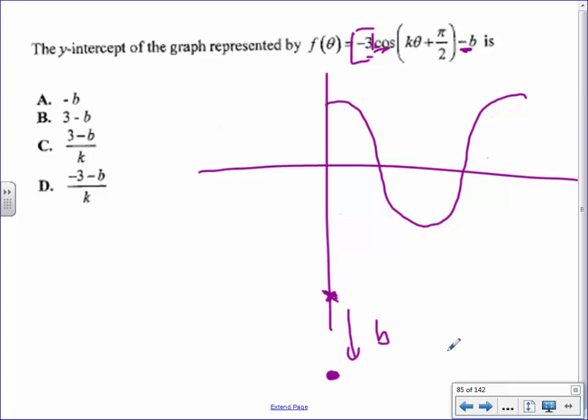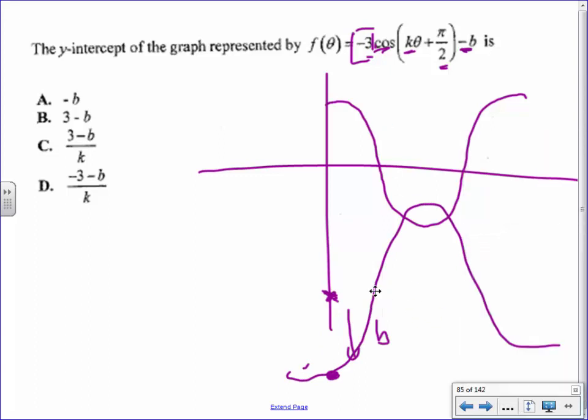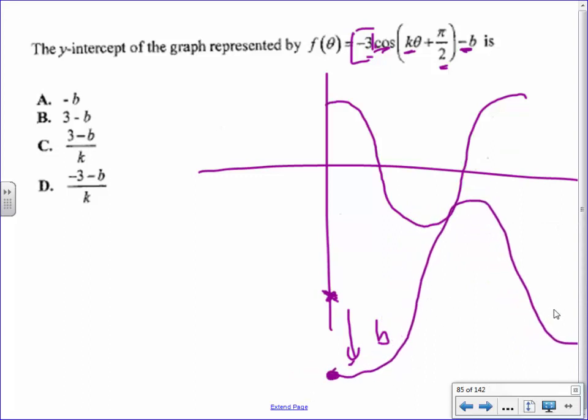You know what we haven't accounted for? We haven't accounted for this right here. What is that k value going to do to a graph? If it's a y-intercept, is that going to affect it? What happens when you do that plus pi over 2? The graph used to look like, say, this. And as soon as you pick that whole graph up and you slide it over, it's going to move where the intercept is. So I want to show you another little trick on how to solve this one.